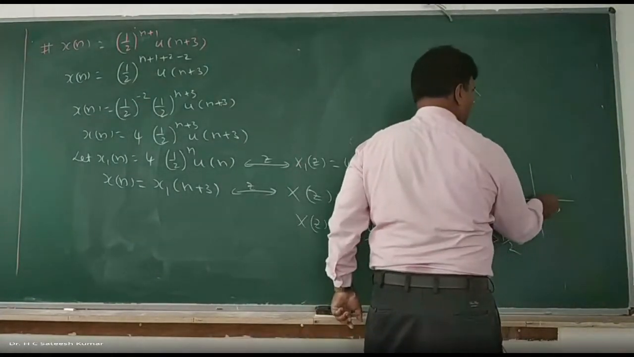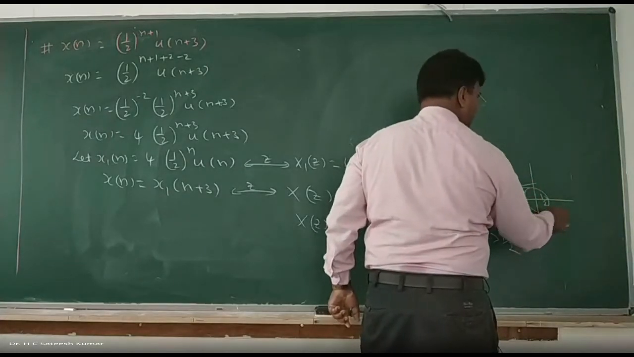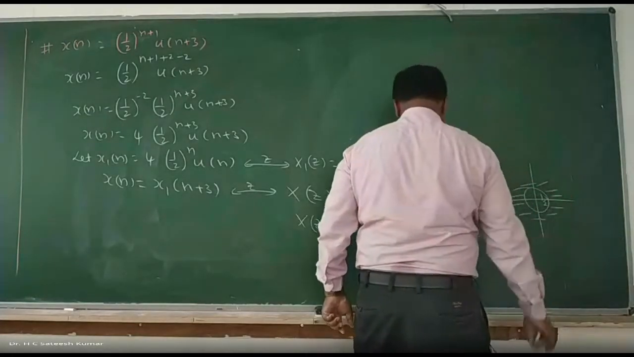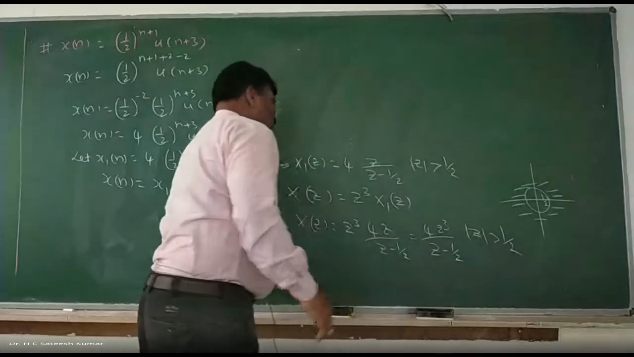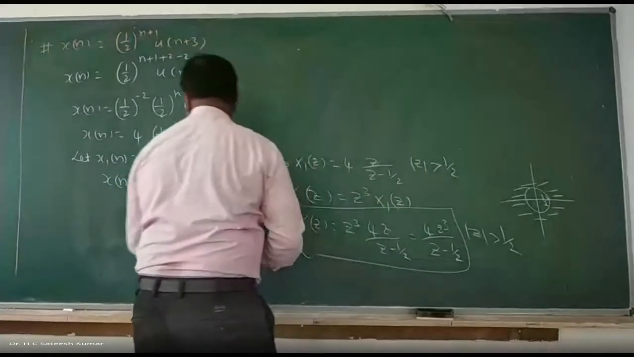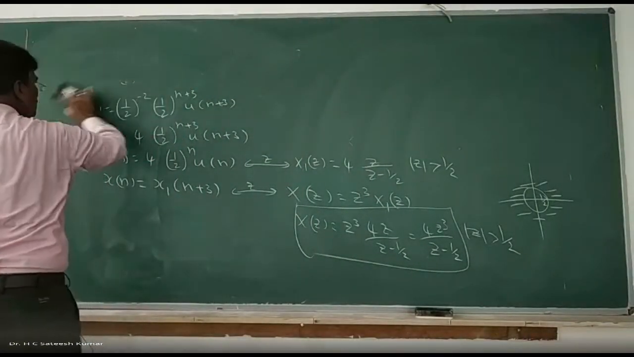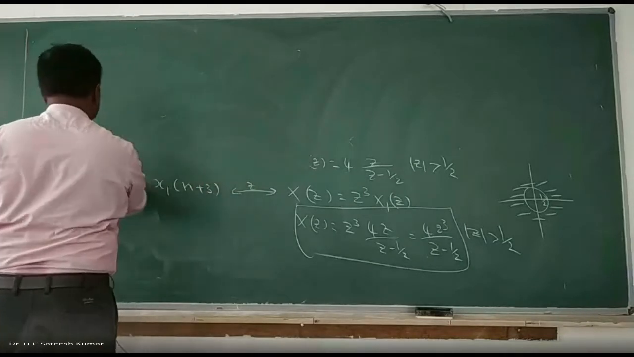Okay, right. So therefore, you can write mod z greater than half is like this. Okay, so that's it. That's how we should do the problem. This is a 3 marks question in the examination. Okay, right. So now let us go for one more problem from the examination.